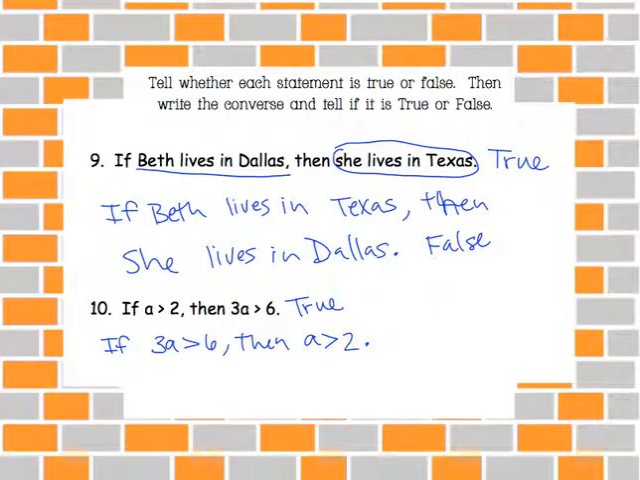Now always remember to capitalize the beginning of a sentence and put punctuation. I know it doesn't seem like a big deal, but you're in high school now and that should just be second nature. This one is also true. If 3 times a number is bigger than 6, then that number has to be bigger than 2.